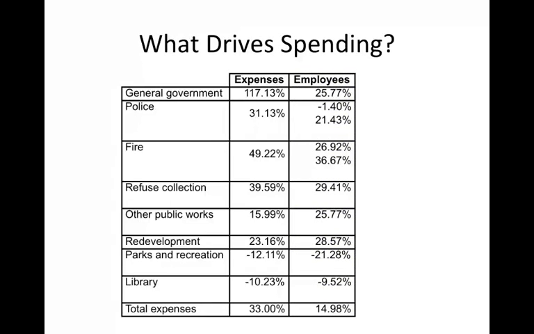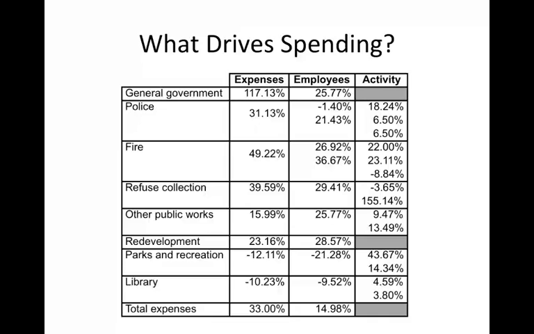Here are your percentage changes in expenses, the percentage changes in employees that we just compared, and now here are the percentage changes in some of those activity figures. And I think what's interesting among these is that it looks like some of the activity of the police department has grown despite the fact that the number of police officers is down a little bit. Not as fast as the spending, but the level of activity is only a part of the equation here.